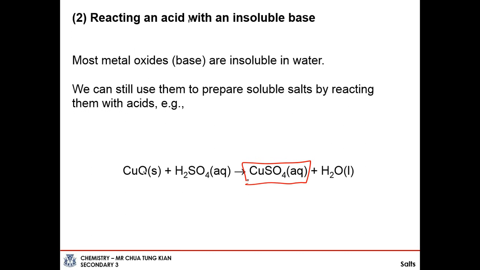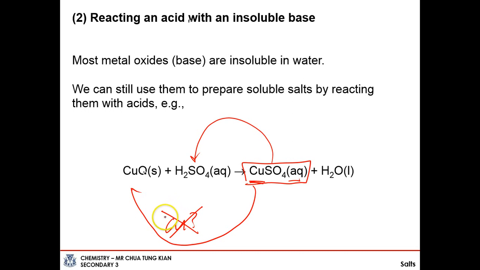So let's say we want to prepare copper sulfate, aqueous crystals. Okay, copper sulfate crystals. So the SO4 component will come from dilute sulfuric acid, and the copper component can come from another compound. Should we use copper metal? No, because copper metal cannot react with acids. Unreactive metal, it doesn't react directly with acids, so we must use something else.